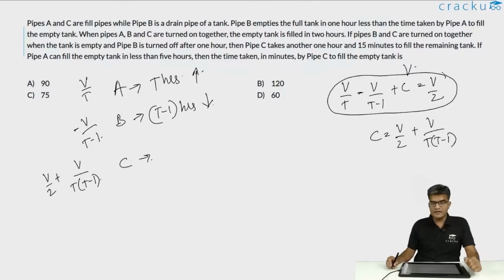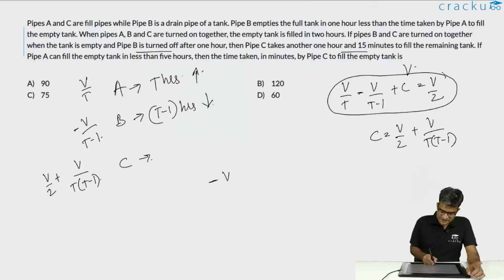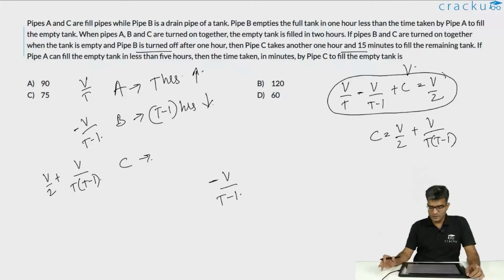What we are now told is that if B and C are opened and B is shut off after 1 hour, C will take another 1 hour 15 minutes to fill the tank. So what is the total time that B is open? Total time B is open is 1 hour. So that is minus V by (T minus 1). What is the total time that C is open? C is open for a total of the initial first 1 hour along with B, and after that 1 hour and 15 minutes. So total it is open for 2 hours and 15 minutes, which is 9 by 4 hours.